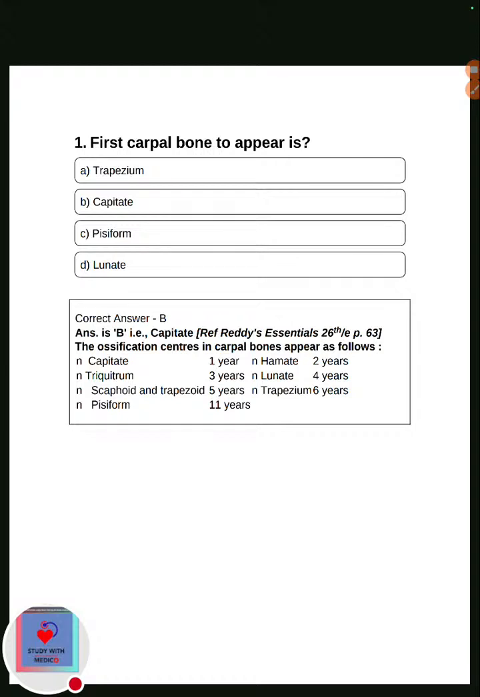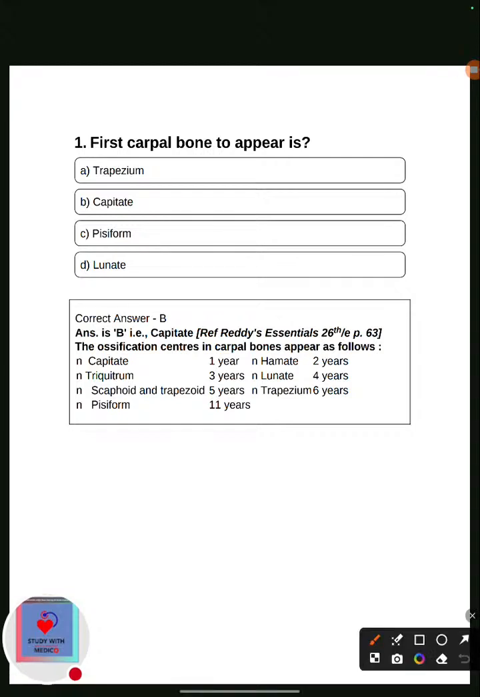The 2013 paper. Starting with the anatomy: the first carpal bone to appear is... What are the carpal bones, students? Carpal bones are the bones present in your wrist. The first carpal bone to appear is the capitate. So the answer is B, capitate.